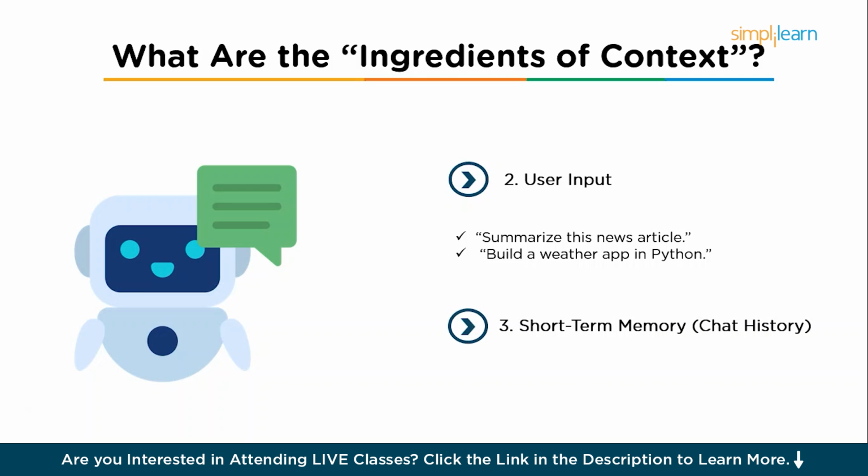The third one is short-term memory, which is the chat history. Think of it like the conversation you've had so far. If you're chatting with AI, you could say something like, "Can you write a report?" Then you say, "Make it shorter." The AI needs to remember the first request to understand the second. That memory of what you said is short-term memory, or chat history.